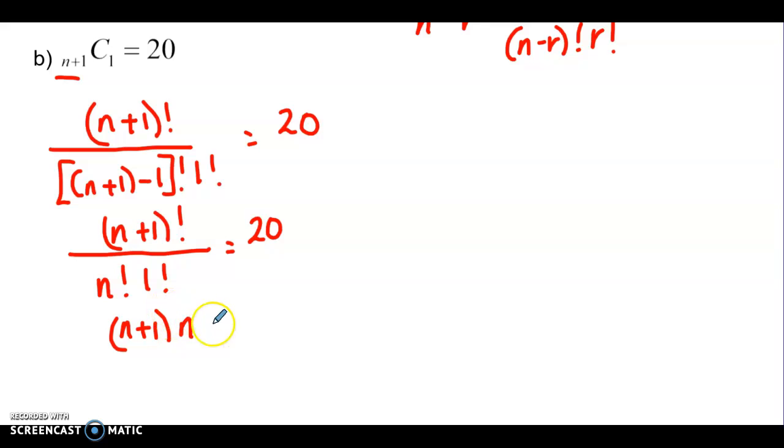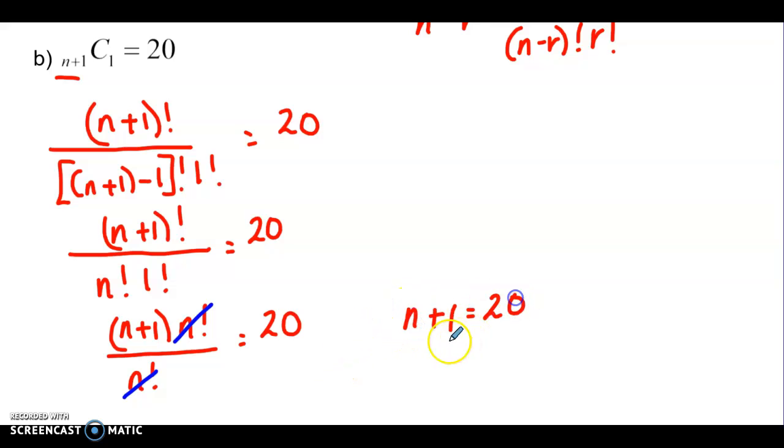And we notice that there is an n factorial on the bottom, so we stop there. And notice that n factorial will cancel with n factorial. We are now left with n plus 1 equals 20. Subtract 1 from both sides. n equals 19.